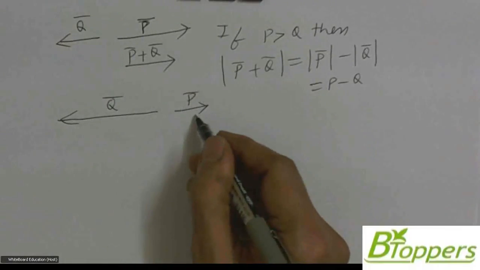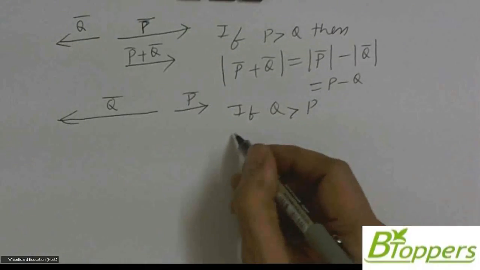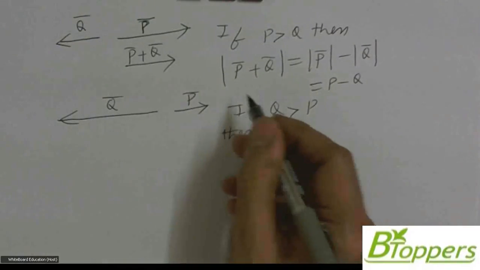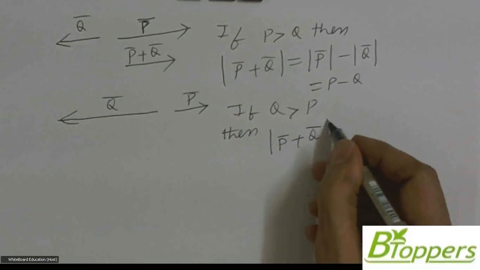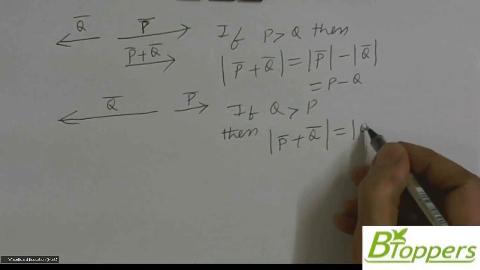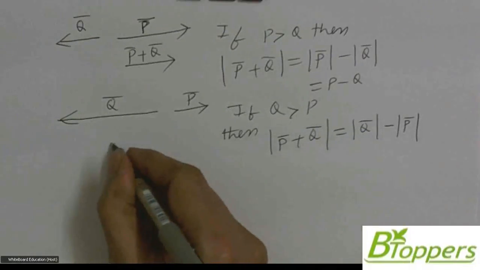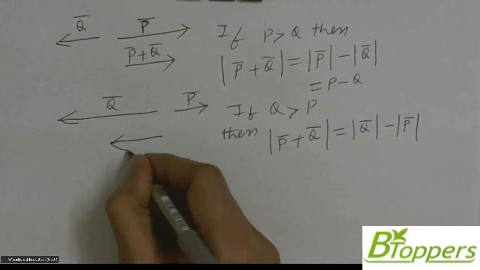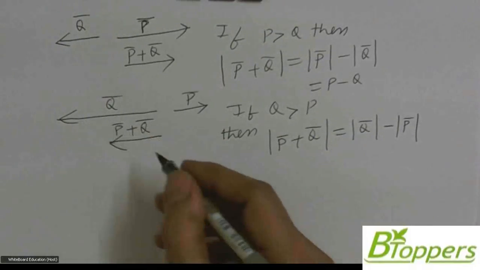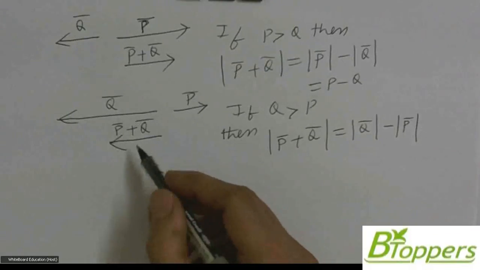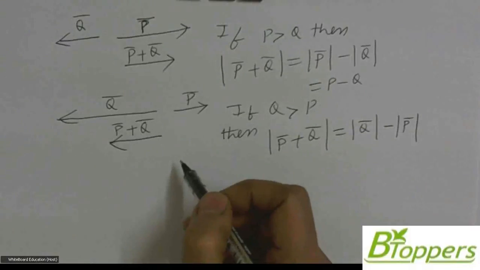Suppose the magnitude of vector q bar is greater than the magnitude of vector p bar, and the two vectors p bar and q bar act in opposite directions. Then the magnitude of the vector sum or resultant of p bar and q bar can be written as magnitude of q bar minus magnitude of p bar. And the direction of the vector sum or resultant will be in the direction of vector q bar. That means in this case the resultant is opposite to p bar.